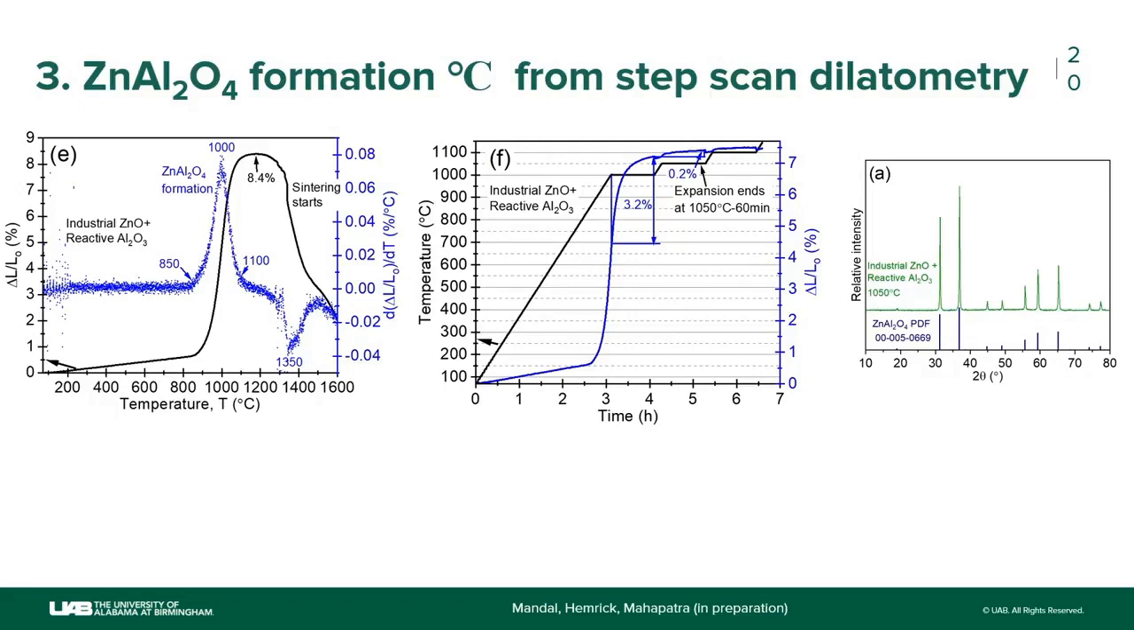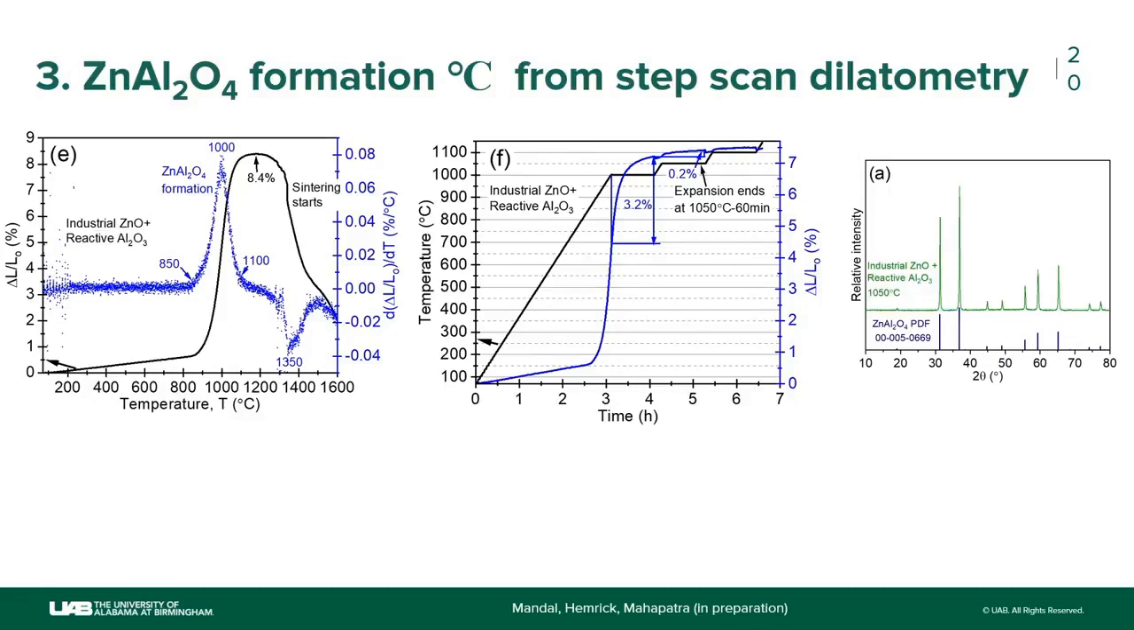What you see here is that the zinc aluminate formation has a similar expansion as compared to magnesium aluminate spinel, and the peak expansion is at 1000 degrees C, meaning the reaction is fastest at this temperature, and then it also sinters by 1350. So when you do a dilatometric step scan, what you can see is that if you calcine this powder mixture at 1050 degrees C for 1 hour, it completes this zinc aluminate formation.